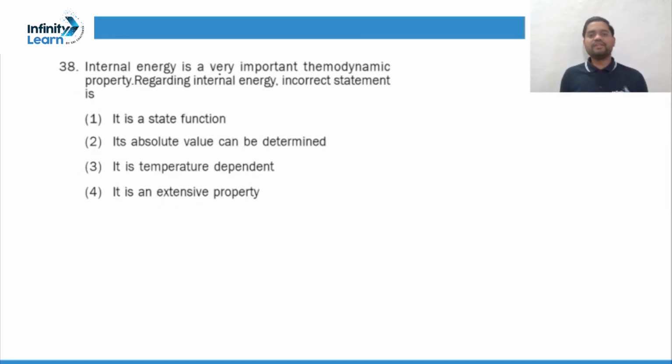38. Internal energy is a very important thermodynamic property. Regarding internal energy, the incorrect statement is about its absolute value. It is a state function, true. Its absolute value can be determined, rather, it cannot be determined. So that is the incorrect statement.